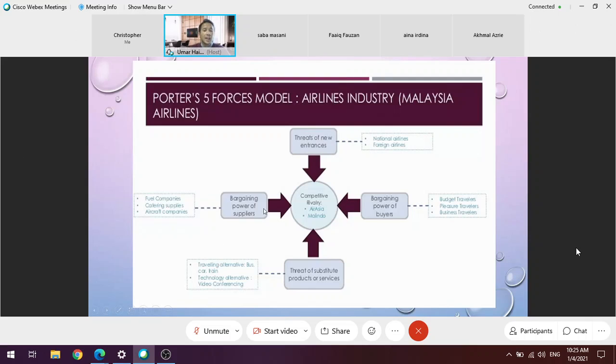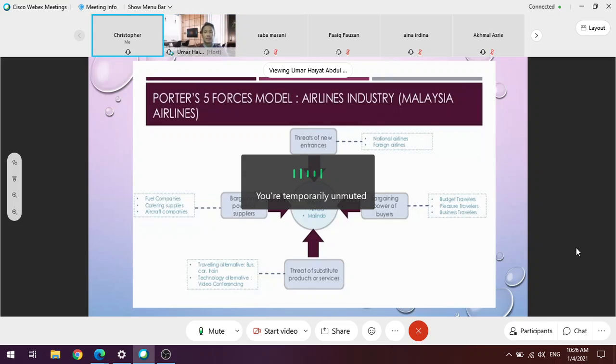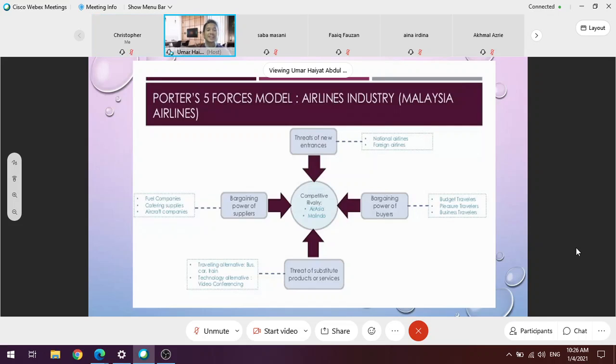The last one is bargaining power of suppliers. Here we are talking about fuel companies, catering supplies, as well as aircraft companies. When we talk about aircraft companies, airlines engage with Boeing or another company. Boeing and who else? There are two big companies. Yes, correct, Airbus. So this is how they negotiate with these companies.